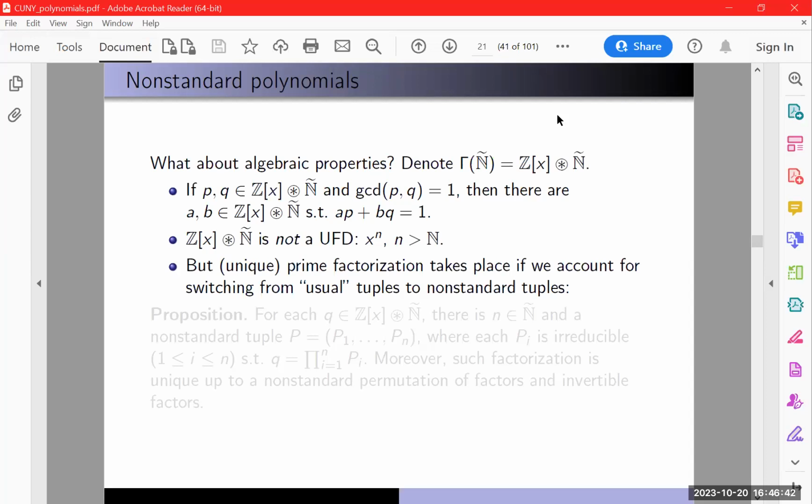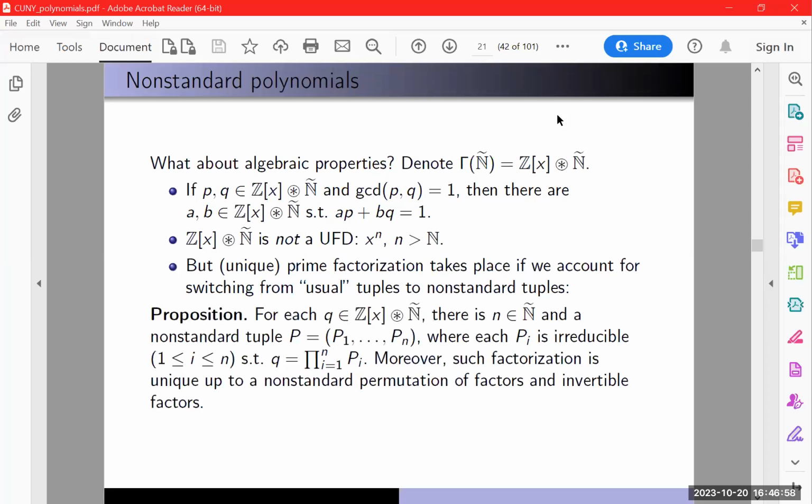So this unique factorization thing does work. You just have to consider non-standard products. Namely, if there is a non-standard polynomial Q, then there is going to be a non-standard tuple of irreducible polynomials such that Q is equal to the product of that tuple. And moreover, this factorization is unique up to precisely that kind of non-standard permutations that I explained in the beginning. So up to non-standard permutations and up to invertible factors, this representation is unique.